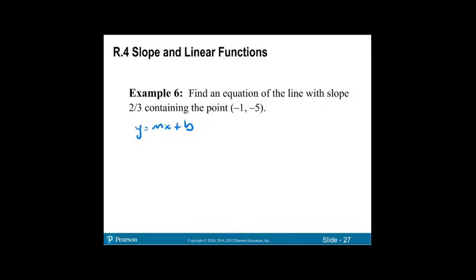Containing that point. Okay, let's plug in the point. y is -5, the slope is 2/3, our x in this case is -1. Only thing we don't know is b. So we add 2/3 to both sides. Then b is going to be -5 plus 2/3.